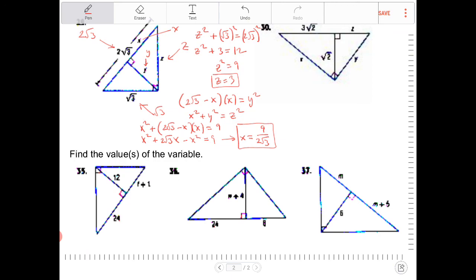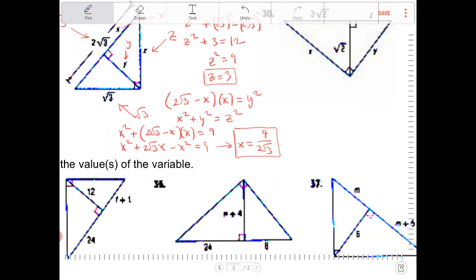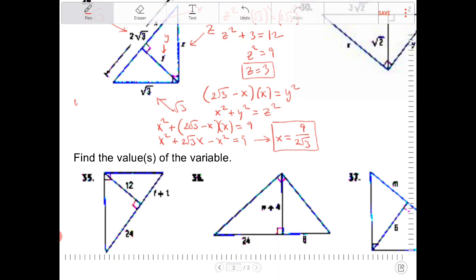And once I have that, I can then figure out what y is. So if that's what x is, then finally y, what will y equal to? So y will equal to the square root of 2 radical 3 minus 9 over 2 radical 3 times 9 over 2 radical 3. And if I punch all of that into the calculator, oh boy, okay.